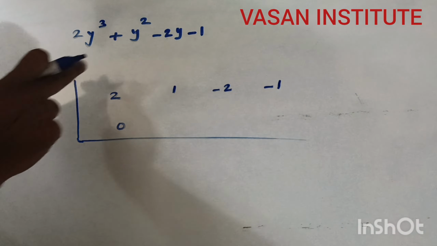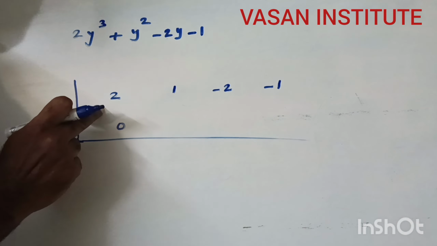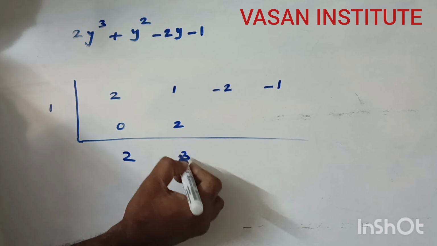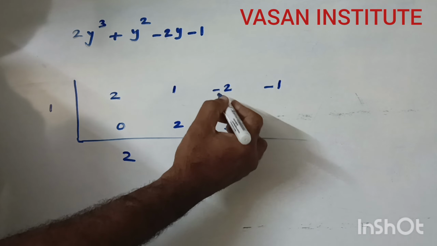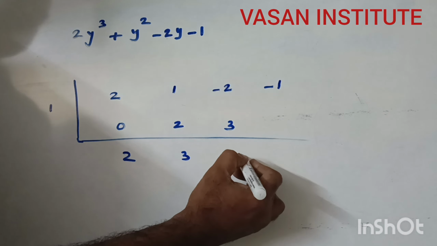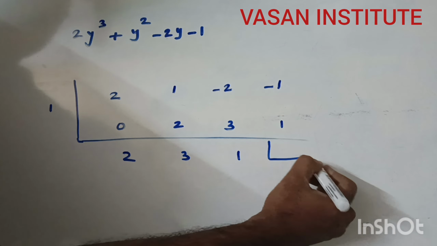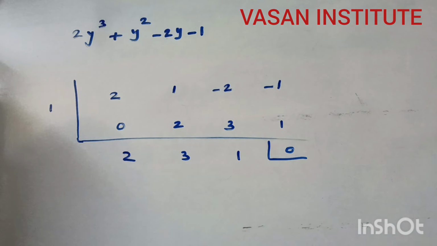Now we divide this polynomial by 1. Coefficient of y cube is 2 and y square is 1. Coefficient of y is minus 2 and the constant term is minus 1. We are going to divide this polynomial by 1 because y minus 1 is a factor, it means y equal to 1. So put 1 here. Always put 0. 2 plus 0, 2. 2 ones are 2. 1 plus 2 is 3. 3 into 1, 3. Minus 2 plus 3, that is 1. 1 into 1, 1. So equal and opposite, 1 minus 1, 0.